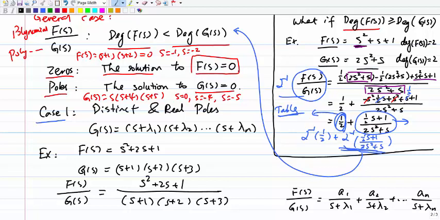This means I can always write G(s) as (s plus lambda 1)(s plus lambda 2) and so on until (s plus lambda n). Here each lambda i is real, because it has to be real, and lambda i is not equal to lambda j if i is not equal to j.